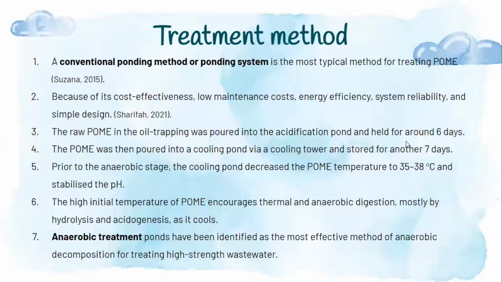Next, the treatment method. The typical treatment method for palm oil mill effluent is the conventional ponding system because it is cost effective, has low maintenance cost, energy efficiency, system reliability, and a simple design. Prior to the anaerobic stage, the effluent temperature is decreased and the pH is stabilized. Anaerobic treatment is the most effective method of anaerobic decomposition for treating high strength wastewater.